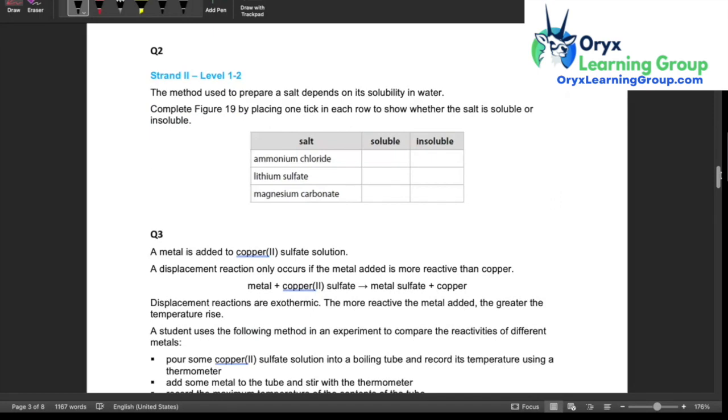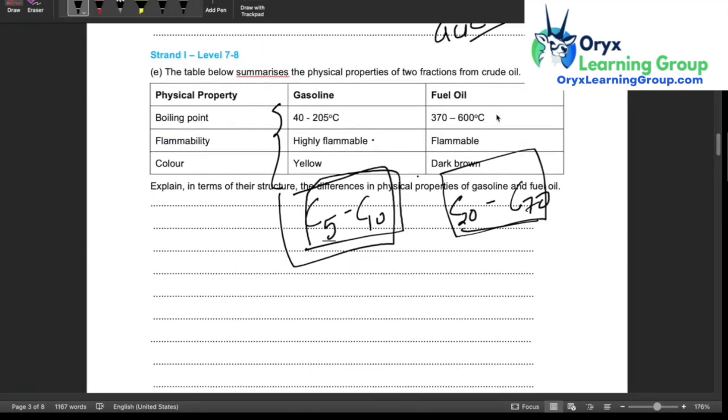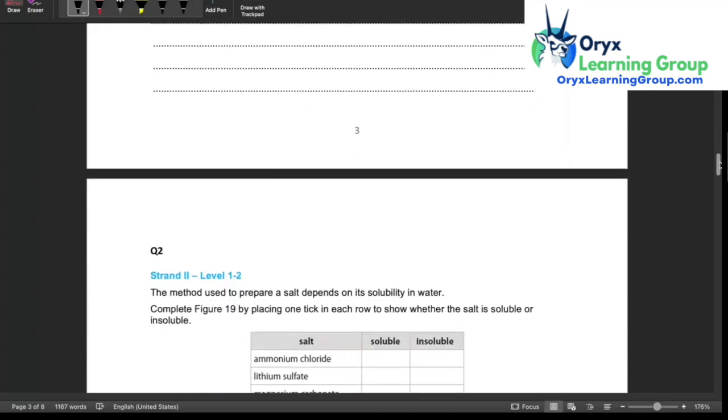Now, please remember this. I have got two papers, and both of them have questions on fractional distillation. So I assume that one question definitely is coming from fractional distillation. Make sure that you go through this, remember the number of carbon atoms in each one of them and their uses as well, because in another paper there is a question on usage of the different components. So please make sure that you remember that.